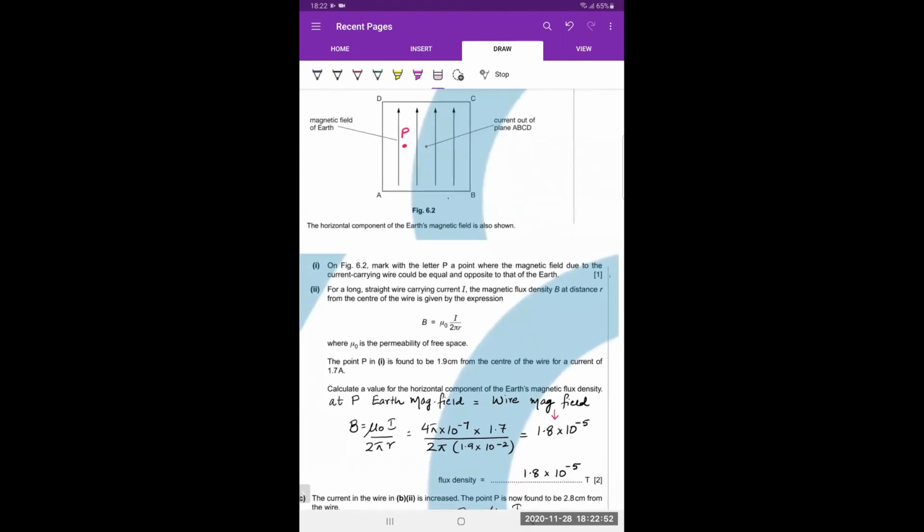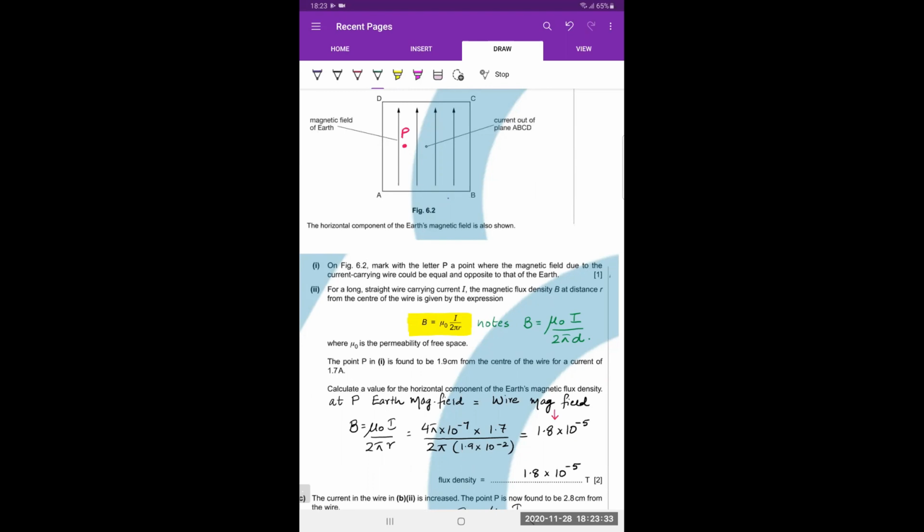Read part 2. So the question then says that for a long straight wire, the field strength is given by this equation. This is the same formula that we did in the notes as well. However, in the notes, if you remember, this is how I wrote down the formula: mu naught I divided by 2 pi d. So I took the distance as d, and in this formula, they've taken the distance as r.